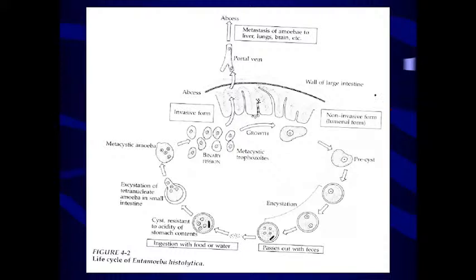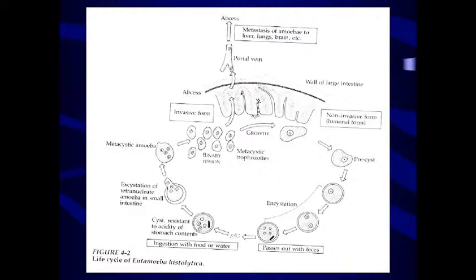So in summary, the life cycle, we know what happens. We do have cyst forms released. These are non-invasive luminal forms, encystation. They pass out through feces, then ingestion with food or water. We have excystation of the tetranucleate amoeba in the small intestine. We have metacystic amoeba, and then binary fission and the invasive form within the colon. From there is when you develop the disease, which is the colitis, as we have seen in the pathology.